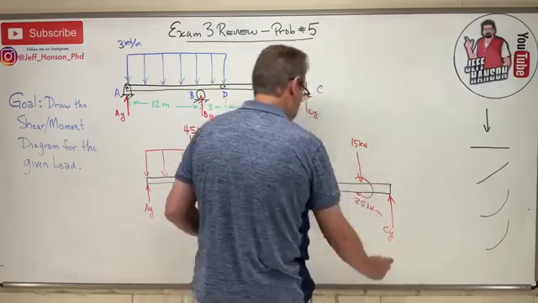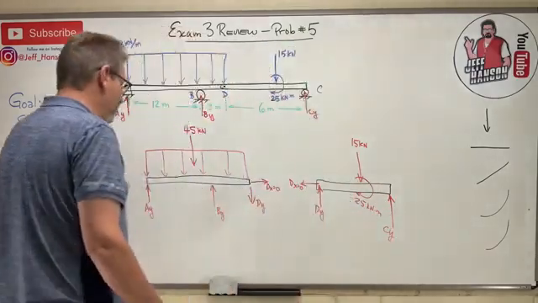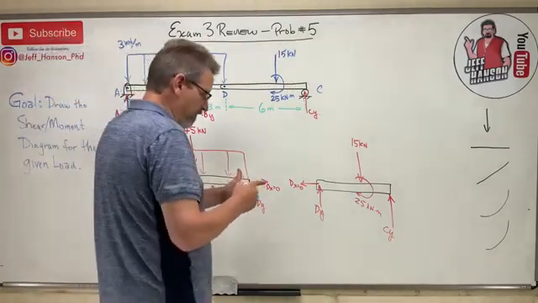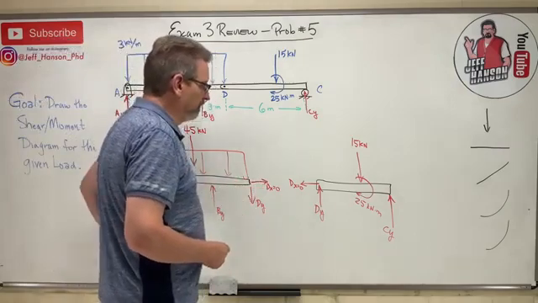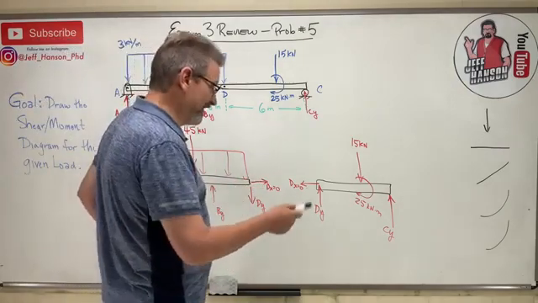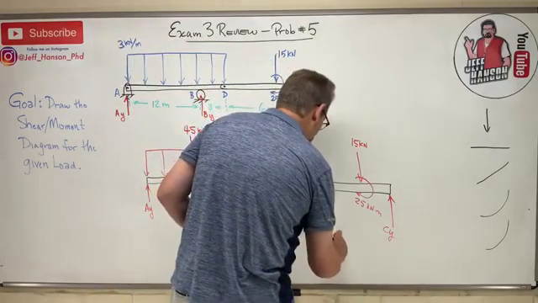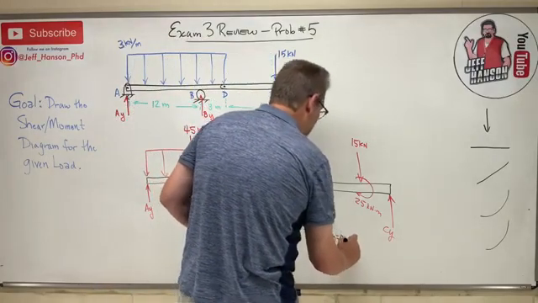CY. Okay? So where are you going to start? Where are you going to start over here? A lot of unknowns. I think we better start over there. Let's start over there and do the moment at D. Okay? And let's see what we get.